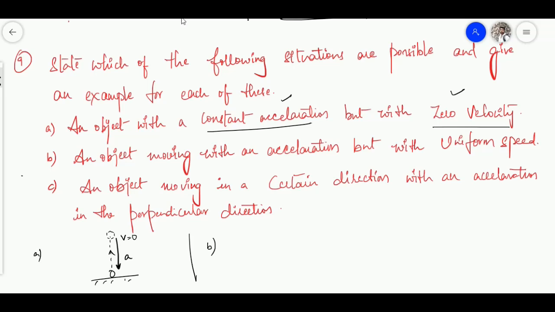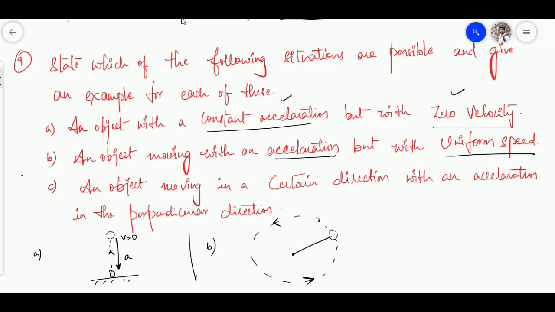Yeah, that's what we already discussed. So let's take a string, tie a stone to it, and start rotating it in circular motion. Maybe it is moving with constant speed, maybe with uniform speed. That means constant speed, and it should still have acceleration.